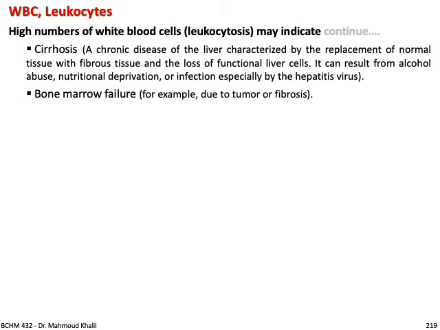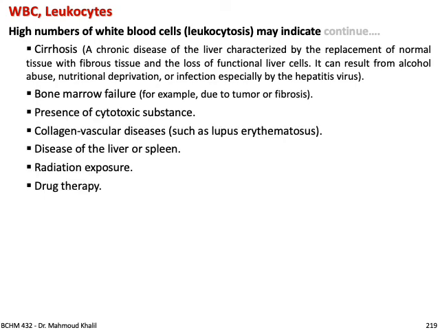While a low number of white blood cells, leukopenia, may indicate cirrhosis, which is a chronic disease of the liver, characterized by the replacement of the normal tissue with fibrous tissue with no function, so the liver loses its function, and this is due to alcohol abuse, nutritional deprivation, and infection by viruses. As well, low numbers may indicate bone marrow failure due to tumor or fibrosis, presence of cytotoxic substances, collagen vascular disease such as lupus, disease of the liver or spleen, radiation exposure, and drug therapy.